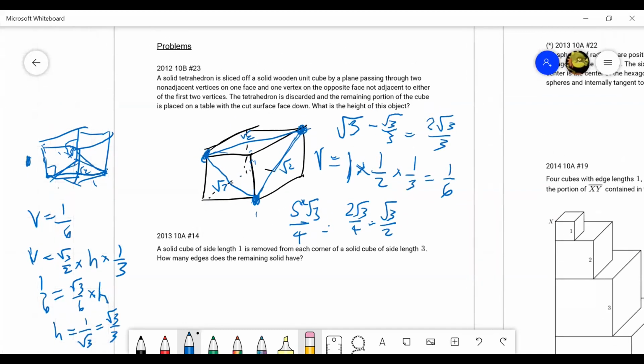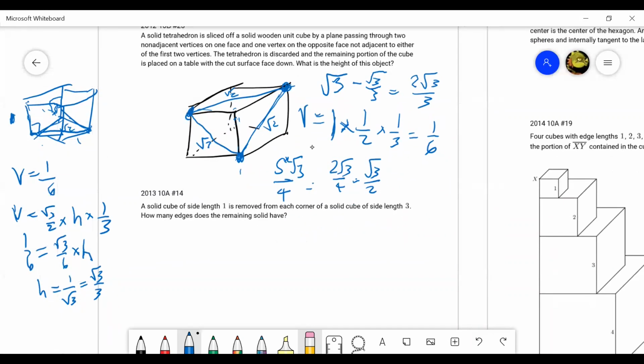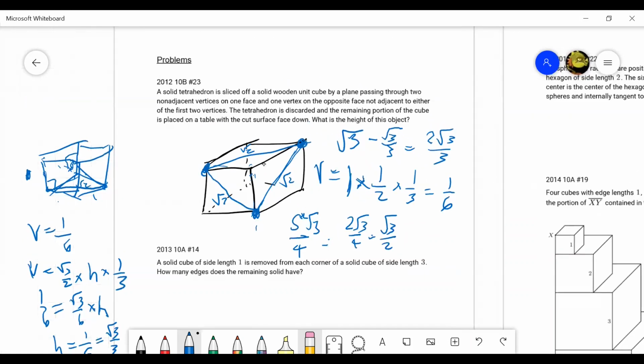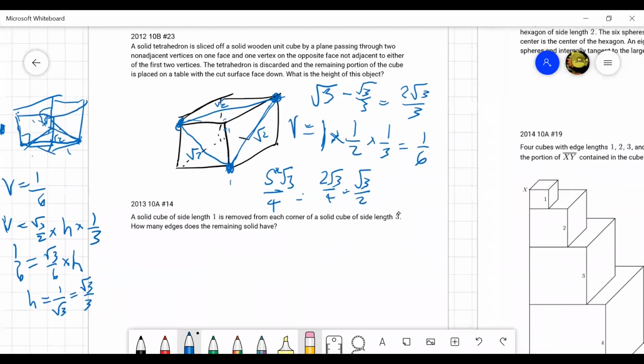So mainly for this problem, I guess the big idea is just first off to visualize what is happening. And after you visualize it, you can use the properties of how to find volume to figure out the height. So this is rather simple, but I think it's a good introduction into how you should view these solid problems. All right.